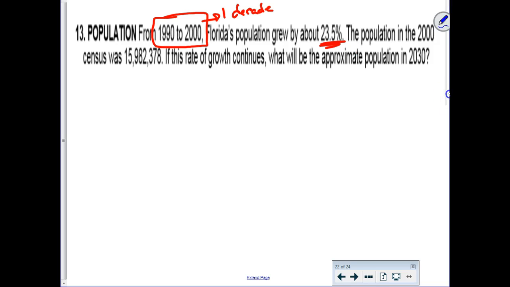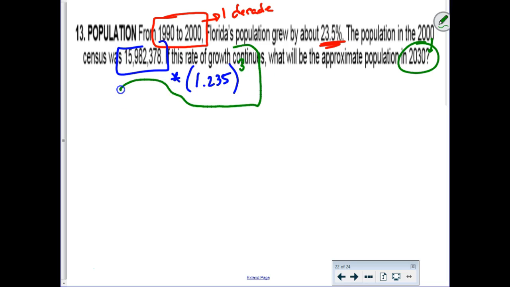All right. So the initial population is this number, and it's going to grow. We have to multiply that by 1 plus 0.235, so 1.235. But how many decades are going by here? From 2000, 3 decades. So I don't want to rewrite all this, but you'd have to type this in your calculator.